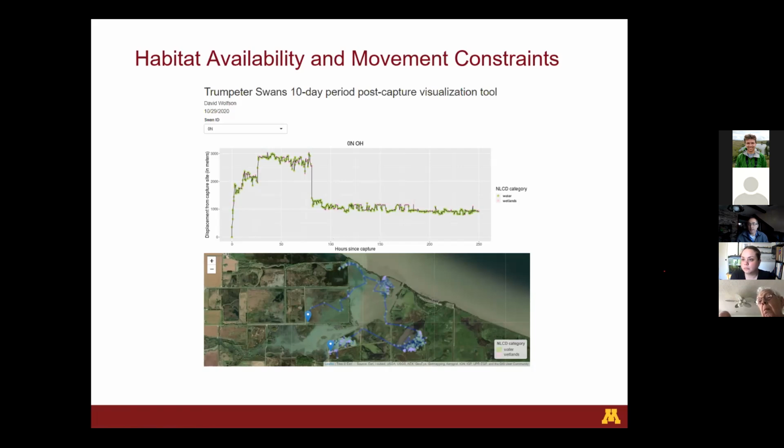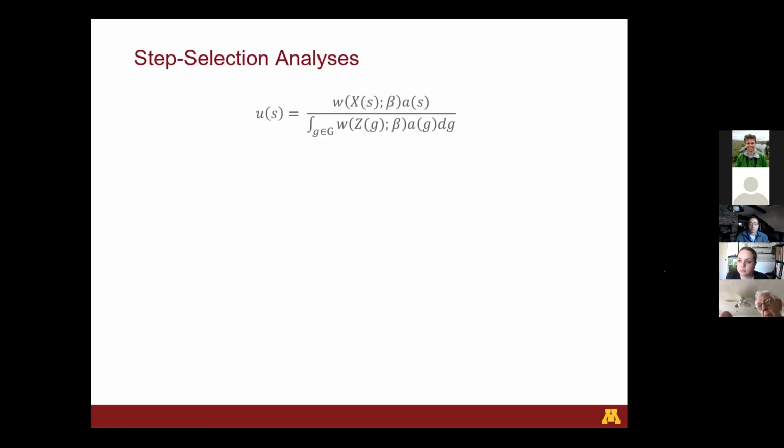Observations close in time will be close in space, and not all habitat will be available to the individual at all time points. So the trick here is we want to think about defining habitat availability in terms of movement constraints. And this leads to a whole framework called step selection functions that do just that.